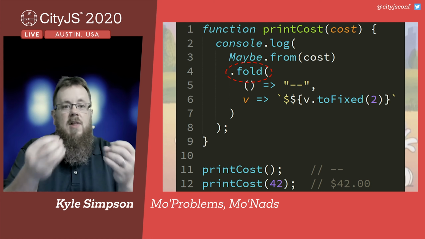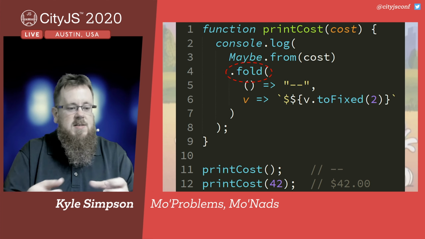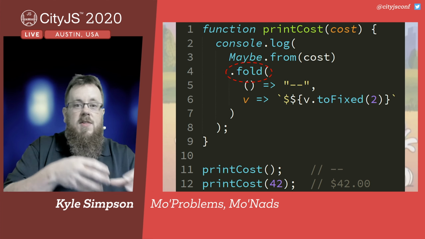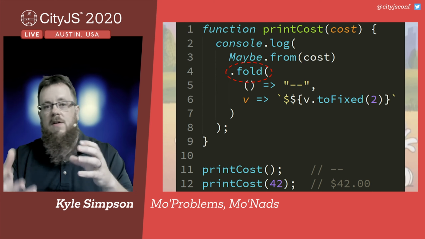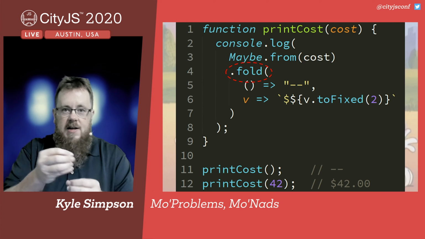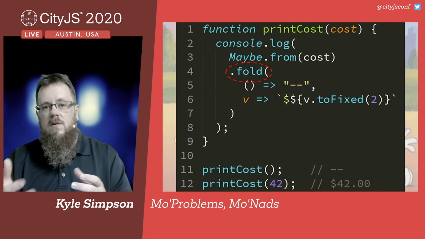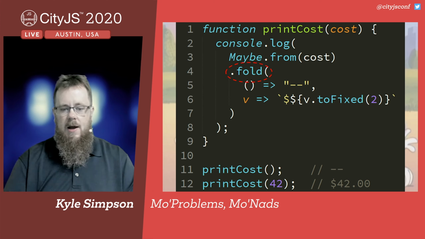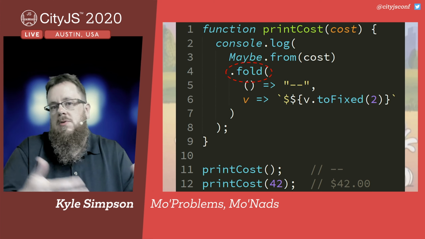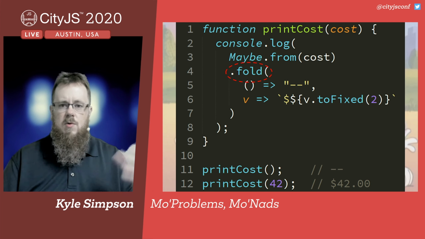But if a value like a string or a cost in this case is there, then we're going to invoke the callback from line 6. That's all that foldable is saying: based on the identity of what's inside of you, call one of these two callbacks and give us the result back. So this is an example of using a maybe monad in code, and we're going to come back to that in just a moment.